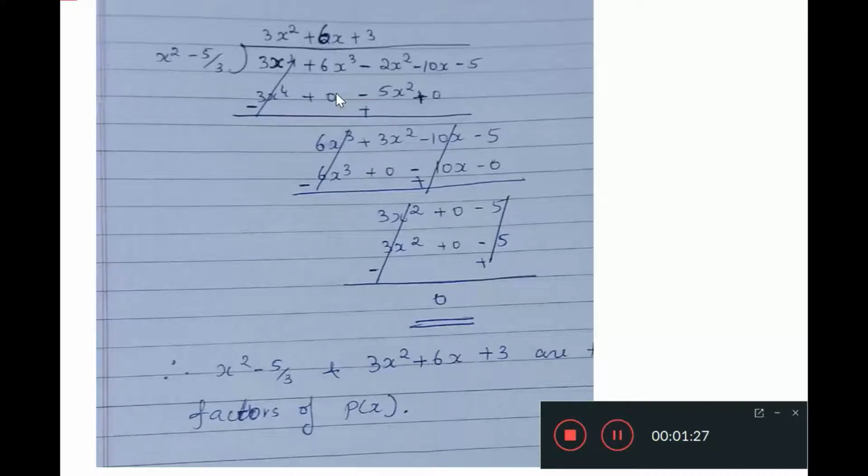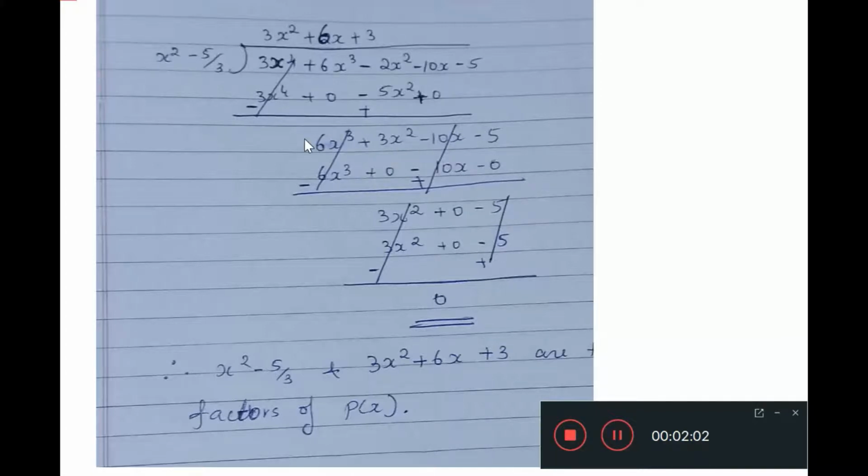There is no term with x to the power 3, so we write down 0. Then we get minus 5x square, which we need to write under the x square, and we get no term after that, so we write it as 0. So we perform the division process, we change the signs, we add those things, and we get the first term nullified. So we get a new dividend now, that is 6x cube plus 3x square minus 10x minus 5.